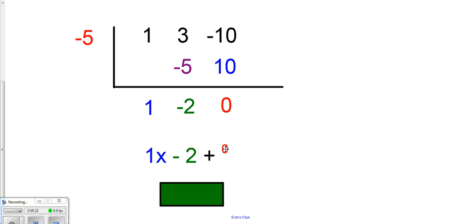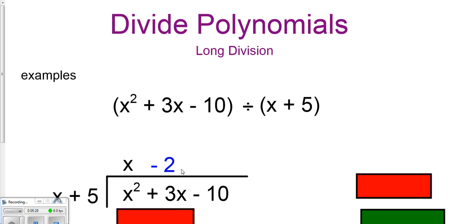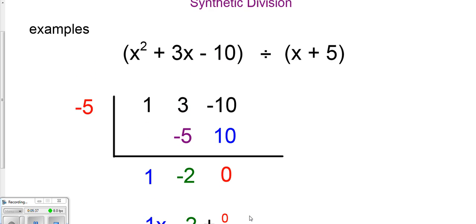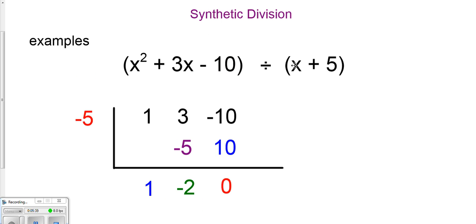So instead of writing it this way, though, I can just simplify it to x minus 2, which, again, is exactly what we found when we did long division. So you can either do the long division or the synthetic division. Either one works as long as this is a linear divisor with at most a leading coefficient of 1.